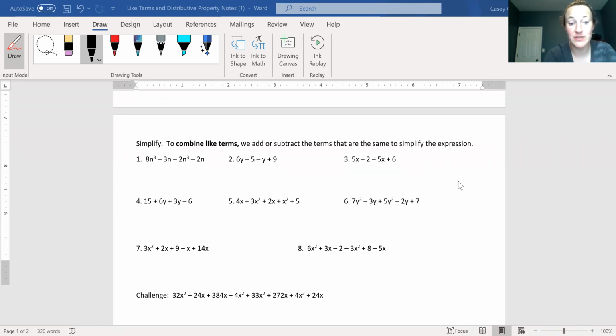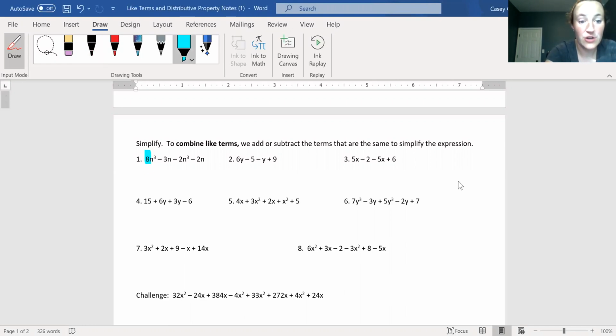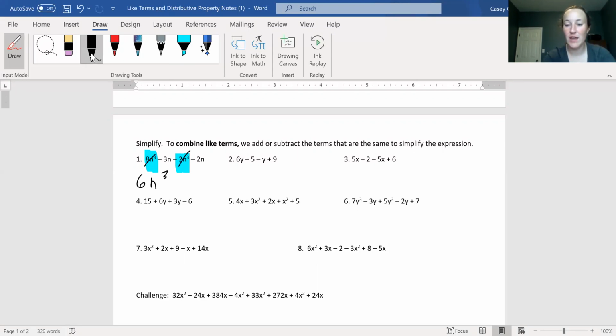So if we take a look at the first one, like terms. So I need same variable and I need same exponent. So taking a look, I've got 8n to the third, and I have a negative 2n to the third. Same exponent, same variable. Let's go ahead, let's put it together. Now watch your signs. This is a -2 and a +8. So 8 minus 2 gets me 6n to the third. And if you want to, let's go ahead, let's cross these out because we've already used them. Okay, make these marks on your paper.